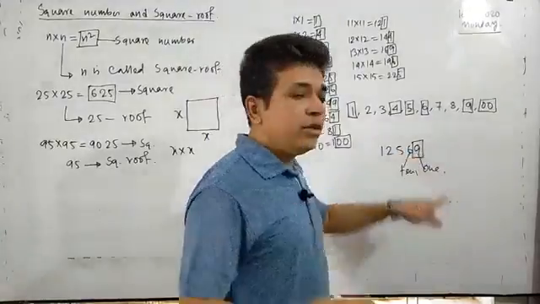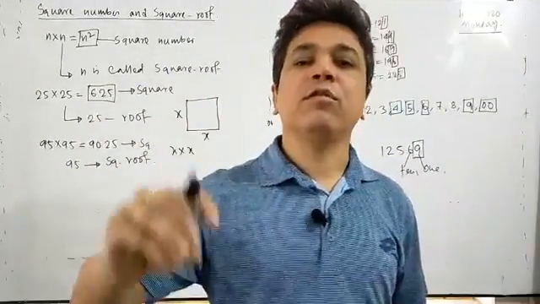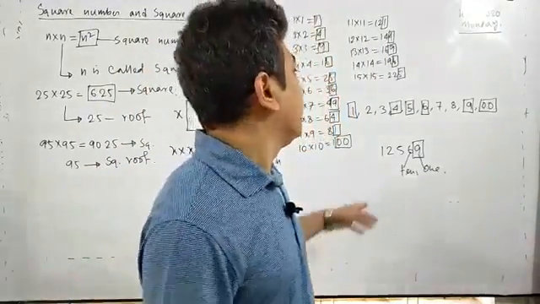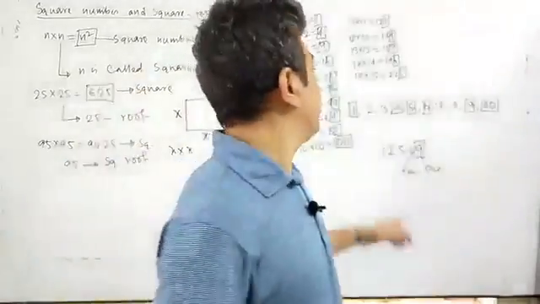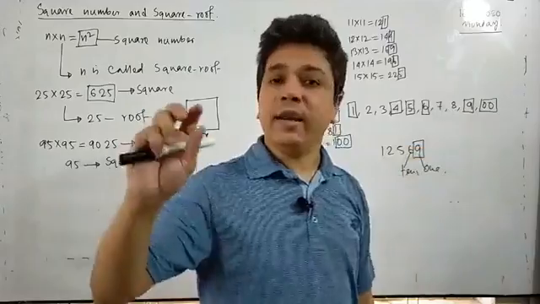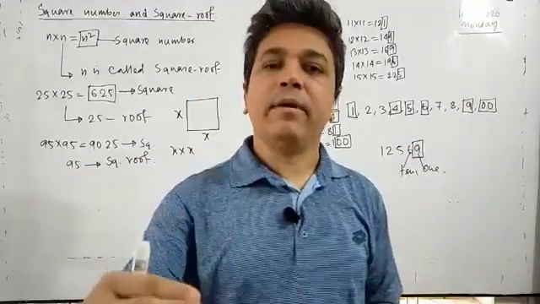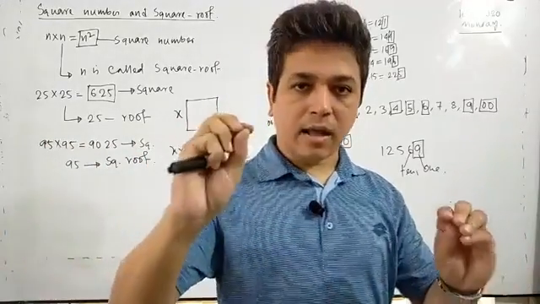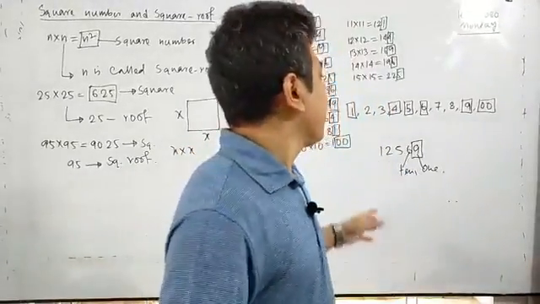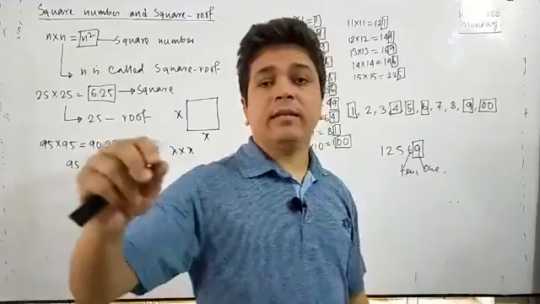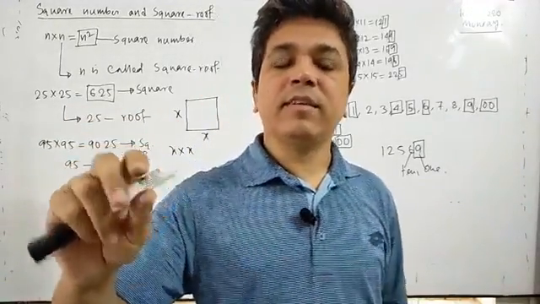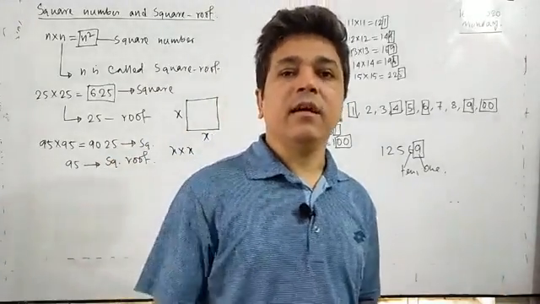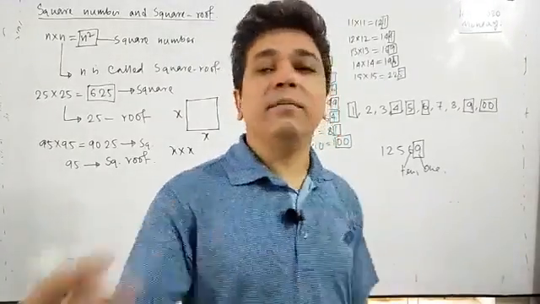So at the unit position of any number, I'm just repeating, if we get 1, 4, 5, 6 and 9, we can say this number can be a square number, though not 100% sure. Are you clear about what I'm telling you? When you get 1, 4, 5, 6 and 9 in the one's position, it can maybe be a square number.